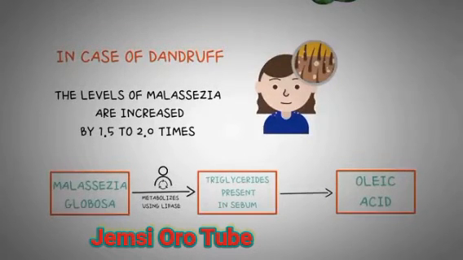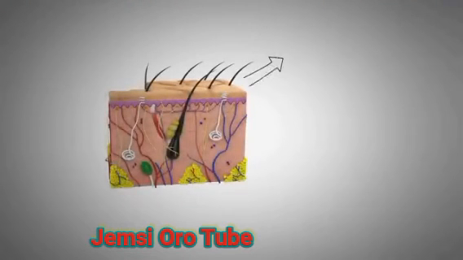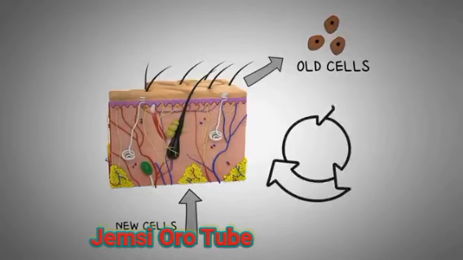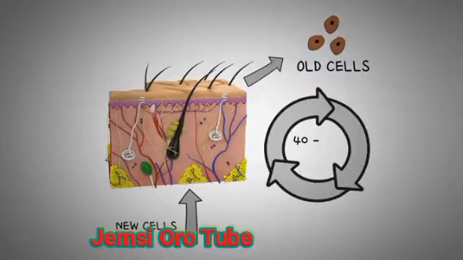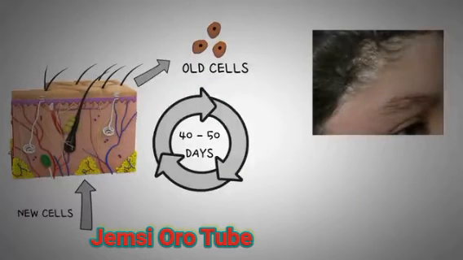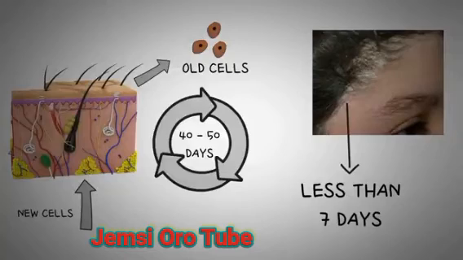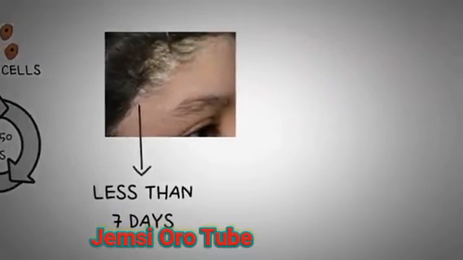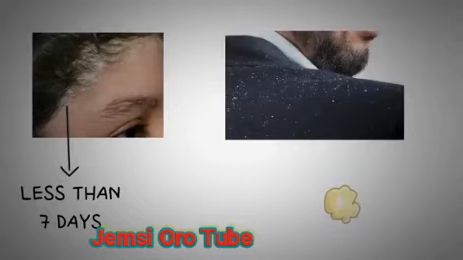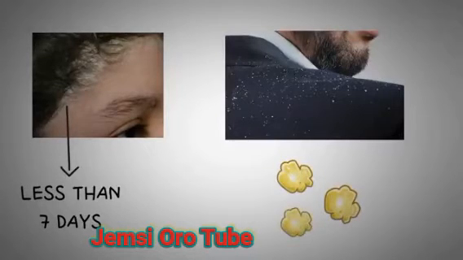Now, as many of you know, our skin cells are continuously shed from the top layers and new ones are added to the bottom ones. And usually it takes about 40 to 50 days for the cells from the bottom layer of skin to reach the topmost layer. But in people with excessive levels of this fungus malassezia, the skin turnover rate is reduced to less than 7 days. The result is that dead skin cells are shed in large oily clumps which appear as white or greyish flakes on the scalp, skin and clothes. And this is the basic reason for dandruff.